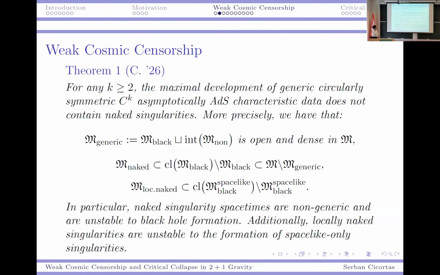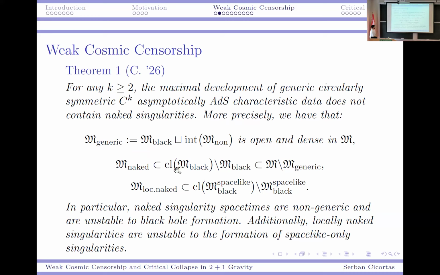This is black hole spacetimes and the interior of M non. Okay, so this is what I'll call M generic. And so we prove that this is open and dense in M. So my notion of genericity is that this set is open and dense in the moduli space of initial data. Okay, and then the statement is basically captured by these inclusions.